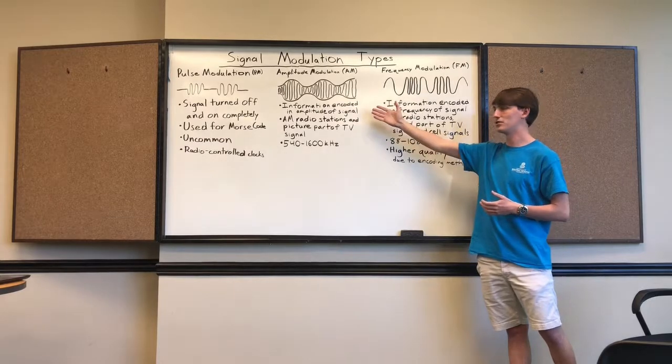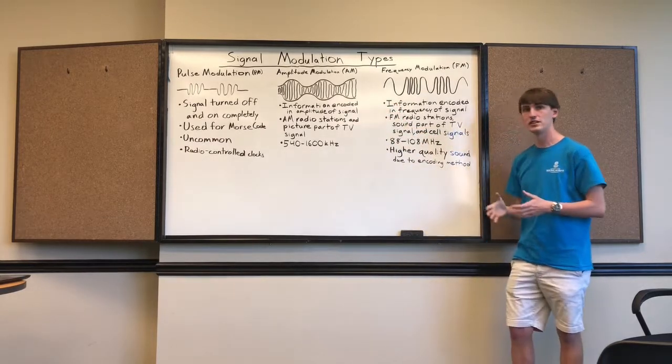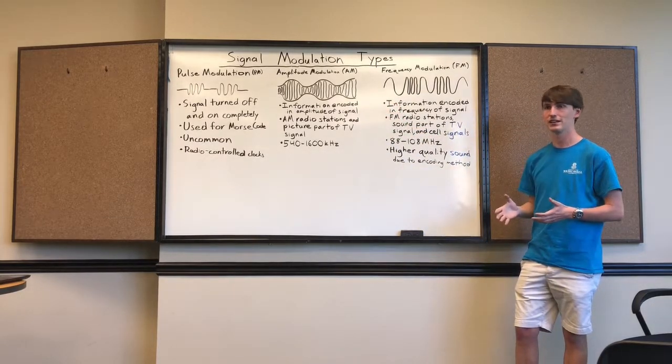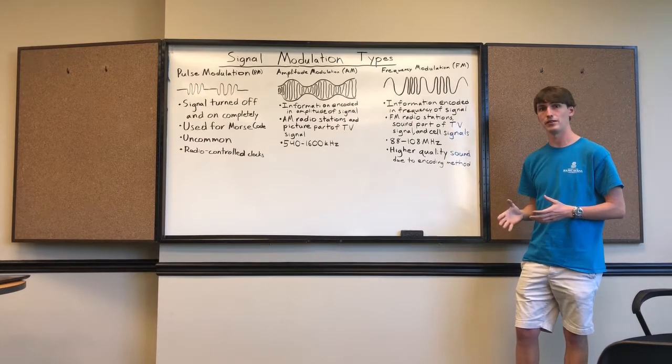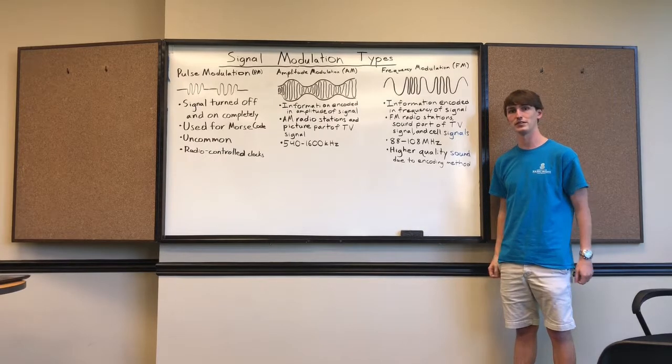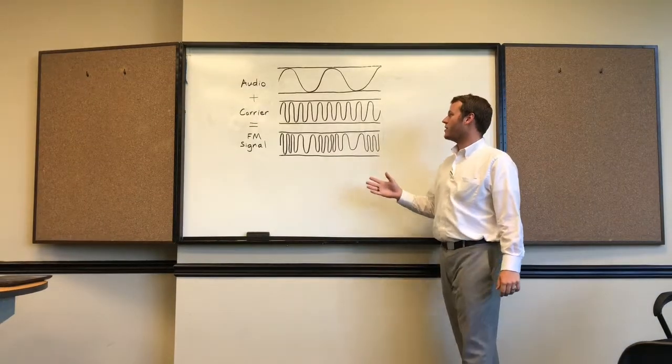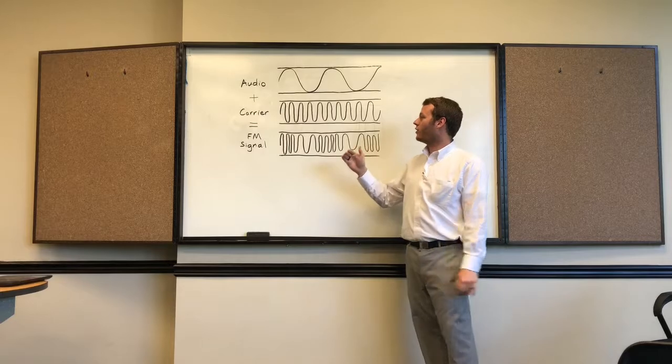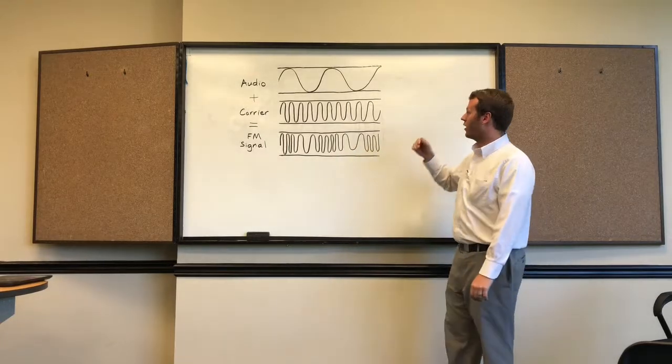Basically, in amplitude modulation, or AM, any changes in the amplitude result in static. In FM, that doesn't necessarily matter because the information is encoded in frequency, and so the amplitude is basically irrelevant to the information. So we're going to talk about the differences between the audio and the carrier wave frequencies.